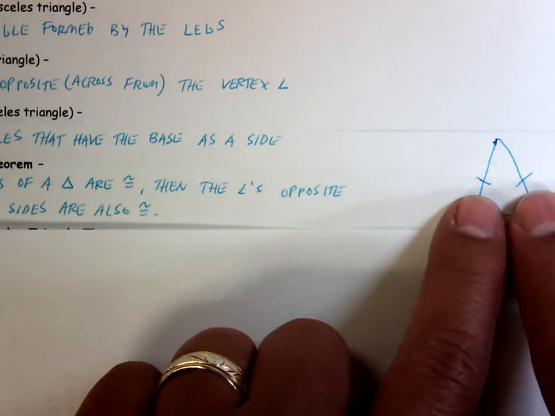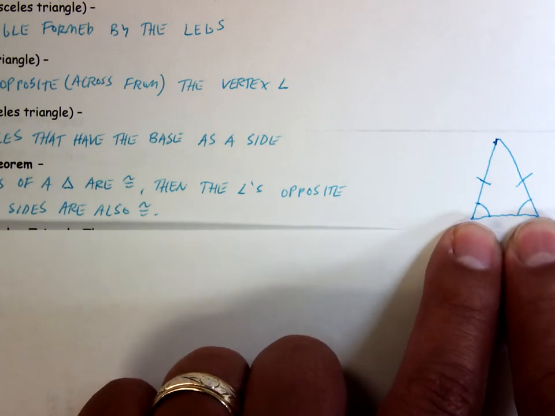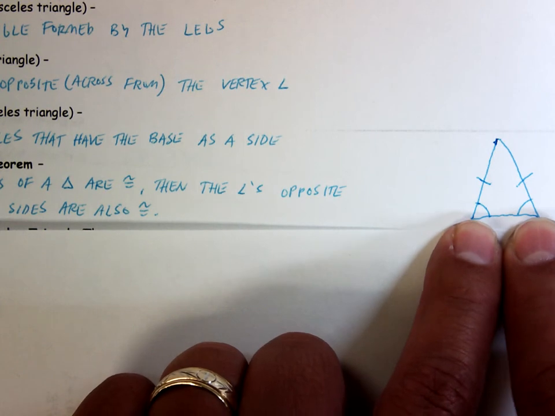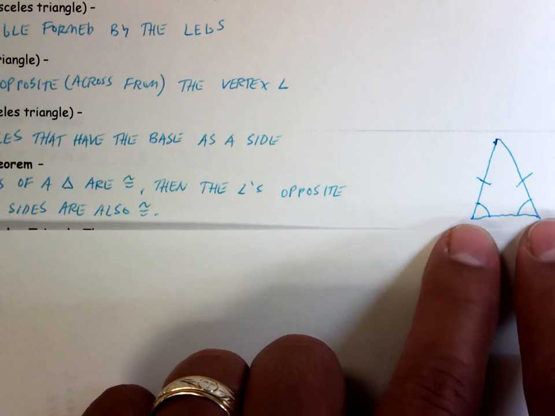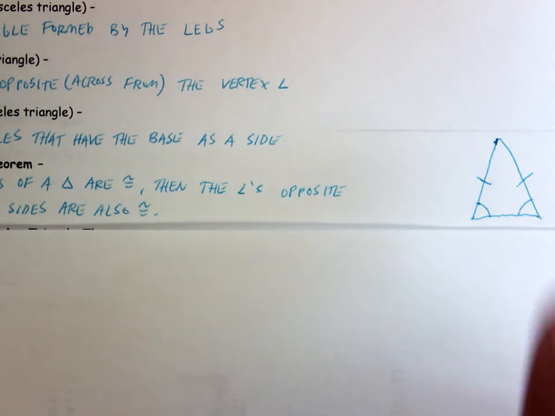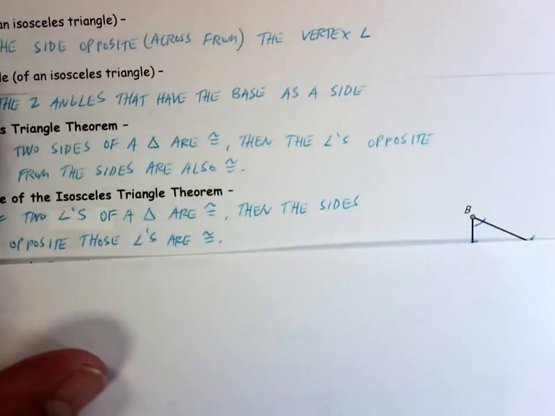So if these two sides are congruent, these two angles have to be congruent, whether it tells you that or not in the picture. If it tells you these sides are congruent, we have to know that these angles are congruent. And the converse is also true, so it works the other direction too.